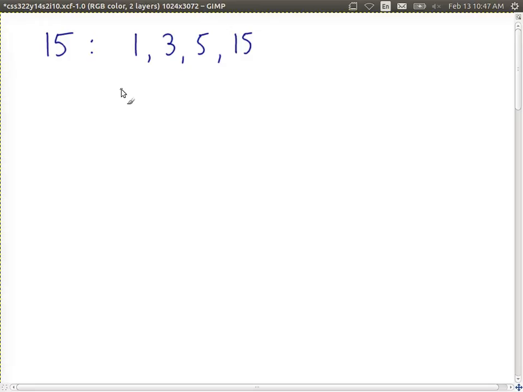We can also write that number 15 as a multiple of some of its divisors, and a multiple of its prime divisors. So we can say 15 is equal to 3 times 5. And in fact, any number we can do that. We'll see some examples.